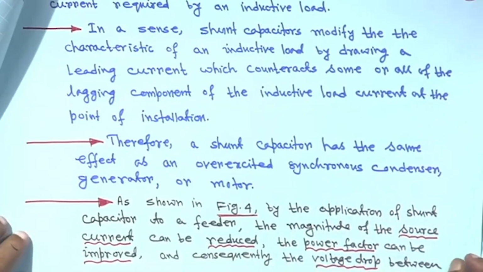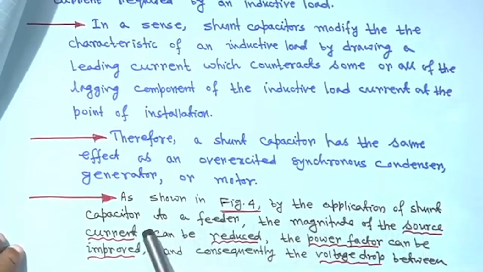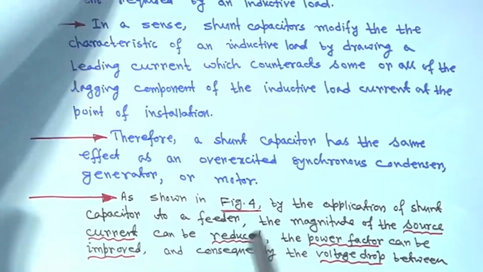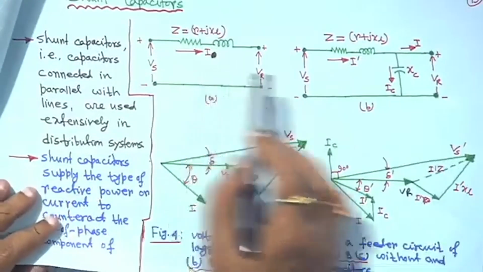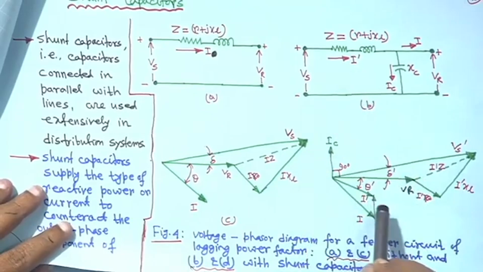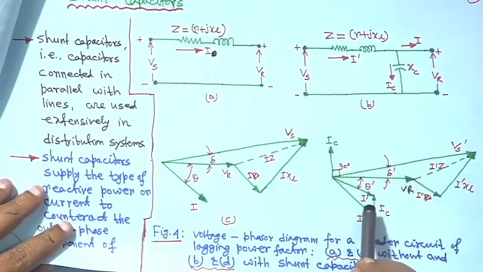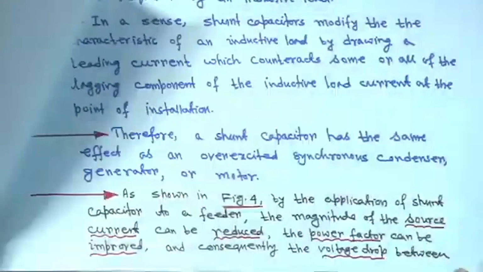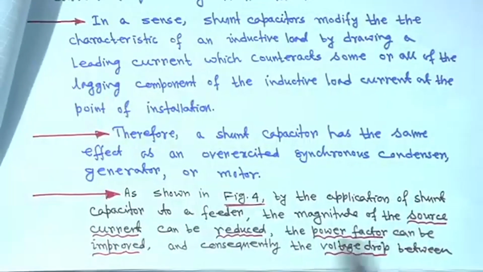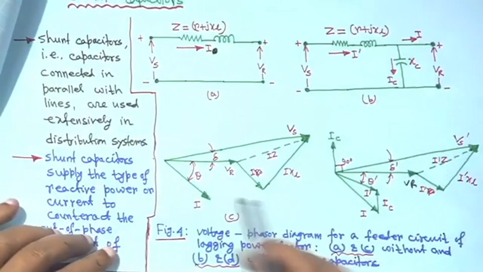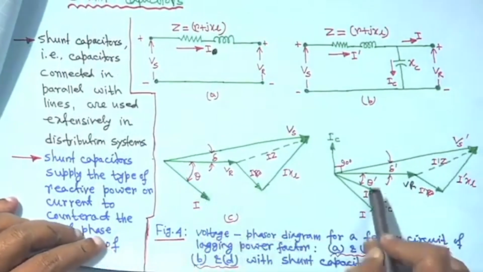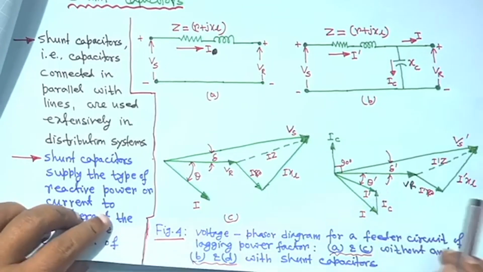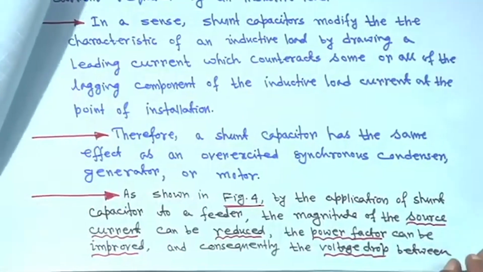But as shown in figure 4, by the application of a shunt capacitor to a feeder, the magnitude of the source current can be reduced. This is the source current, and its magnitude is reduced; this is I dash now. If you look at the phasor diagram, this I dash is less than I, and the power factor can be improved, because earlier that angle was higher, now the angle is decreased. So, naturally cos theta dash will increase.